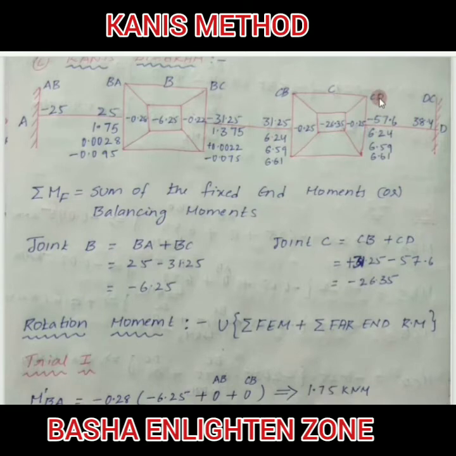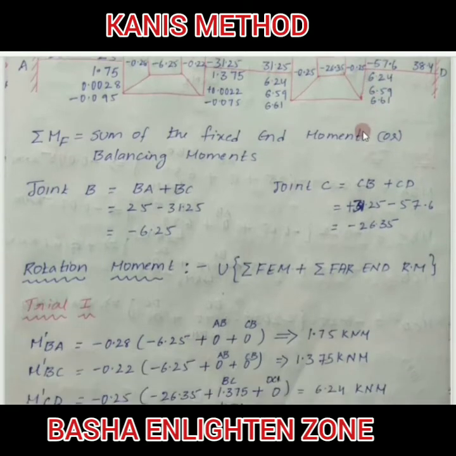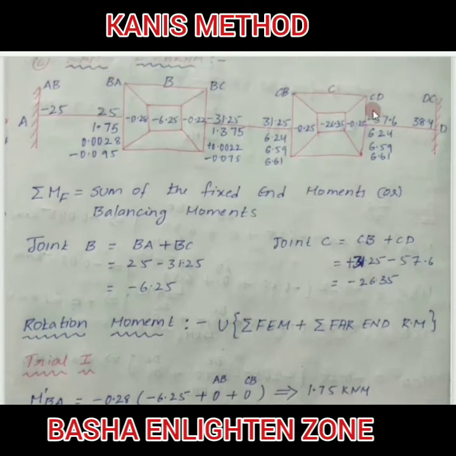Then go to the CD position. So remember the formula. No need to write down the formula again and again. Just see here itself. For calculation of the CD, U equal to minus 0.25 into, sum of the fixed moments will be equal to minus 26.35 plus sum of the far end rotation moment. For CD, this BC is the far end. At the same time for CD, DC is the far end. So you have to sum these two. Plus 1.375 plus 0. So don't consider this CB. Why? Because this CB is the near end for CD.